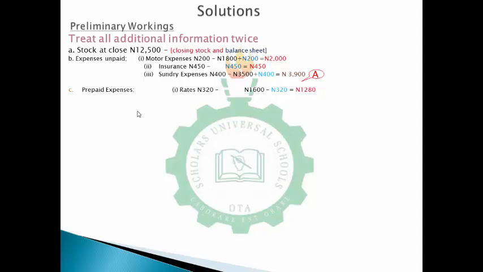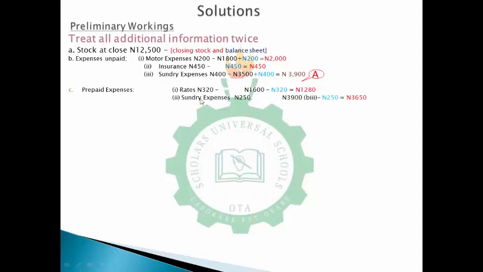So that's prepaid expense. For prepaid expense, the two entries to be passed are: number one, take it out from the amount on your trial balance, from your P or L, then you have to show it as a current asset on your balance sheet. So 320, by the time I'm taking 320 from my 1,600, I will arrive at 1,280. So 1,280 is the amount I'm putting to my P or L, then 320 to my balance sheet.